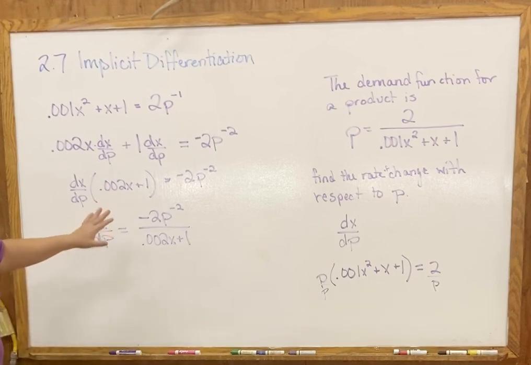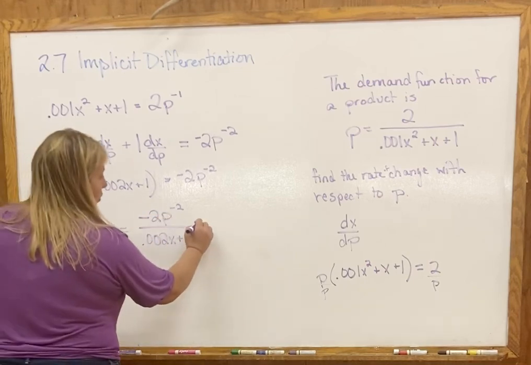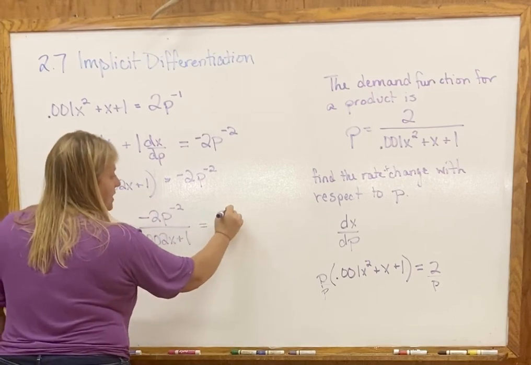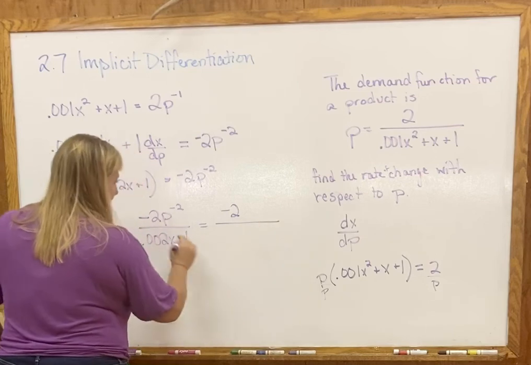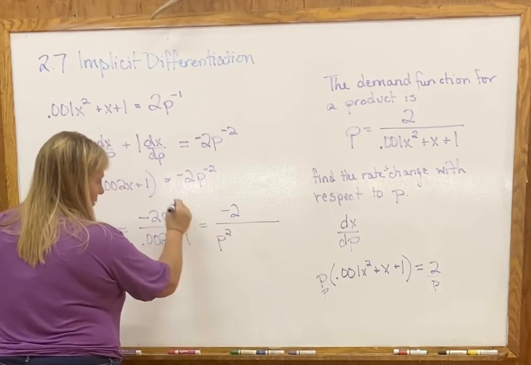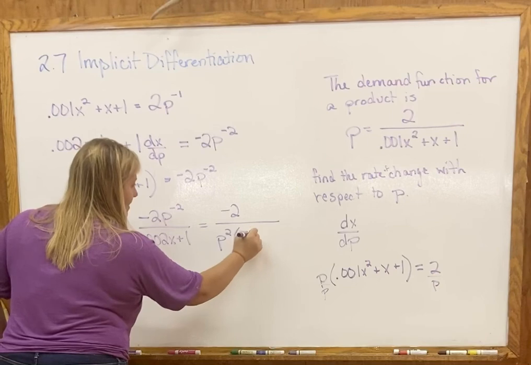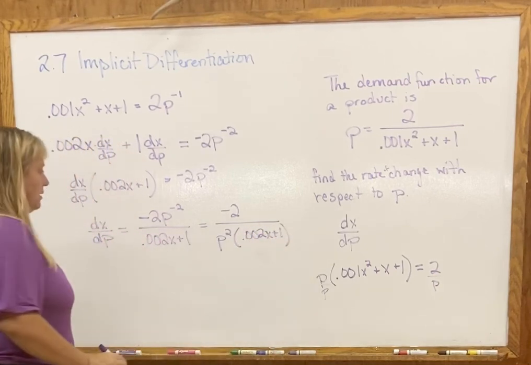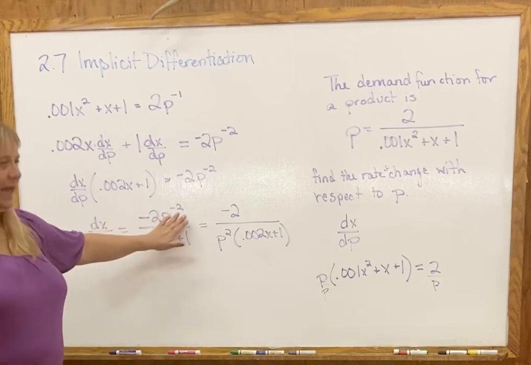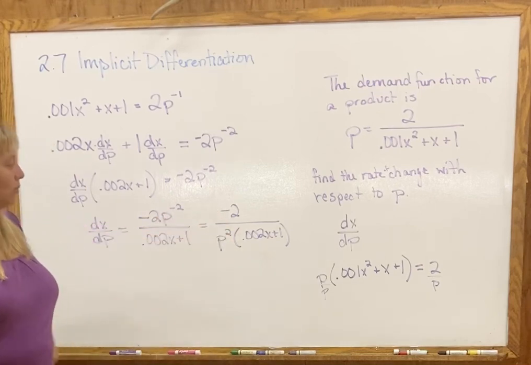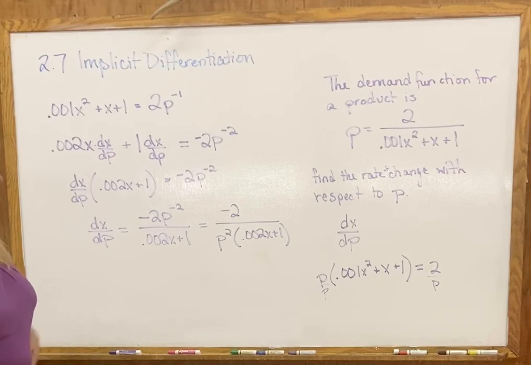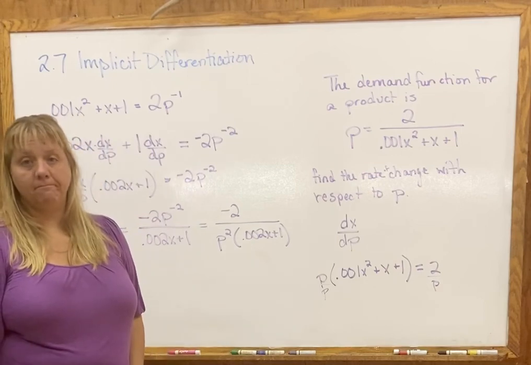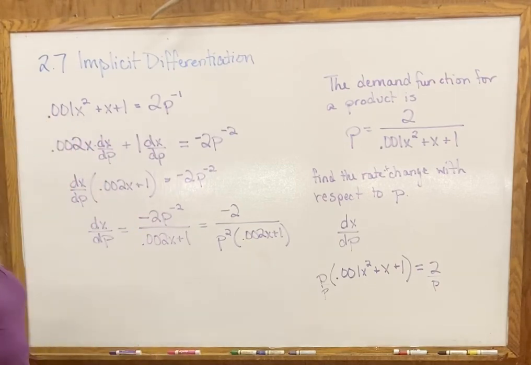Oh, and wait a minute, I guess if you don't like this notation, we can bring that negative square to the bottom. So this would be negative 2, and then on the bottom, we would have p squared, and then we would still have this 0.002x plus 1, okay? So if you're like, I don't like the negative exponent, that's what it would look like without the negative exponent. Okay, still something a lot easier than what we would have been able to do over here. Okay, sound good to everybody?